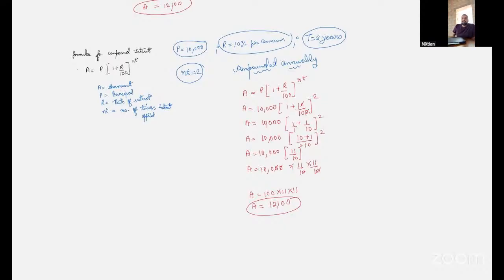Write it down, one question. The principal amount is 10,000 at the rate of interest 12% per annum.